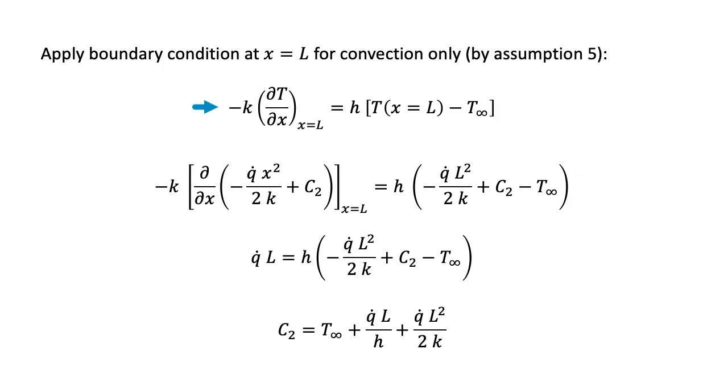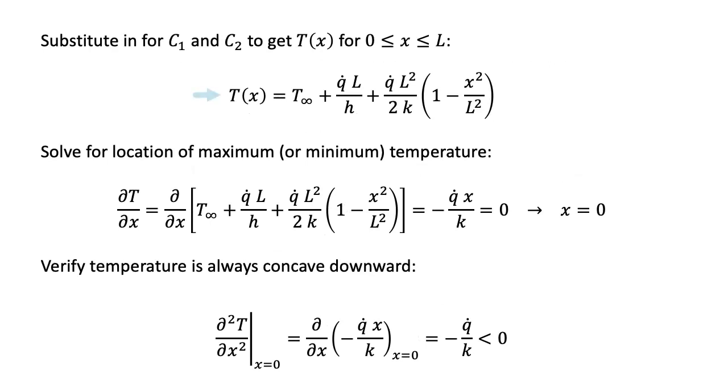Second, for the boundary condition at x equals L with specified convection only, we use the boundary condition developed in example 1 from an energy balance at the surface at x equals L. Substituting in our temperature distribution, we solve for C sub 2 as shown. Substituting in our constants, we get our final equation for the parabolic temperature distribution.